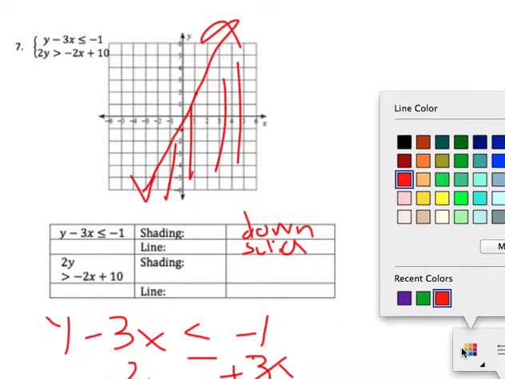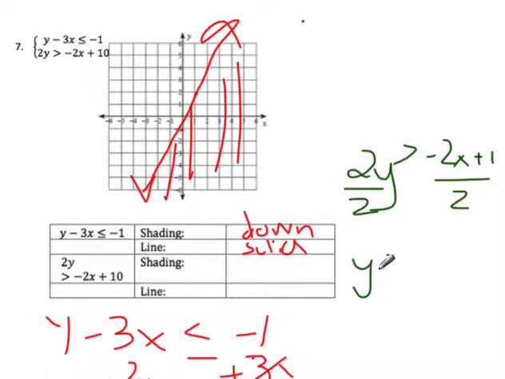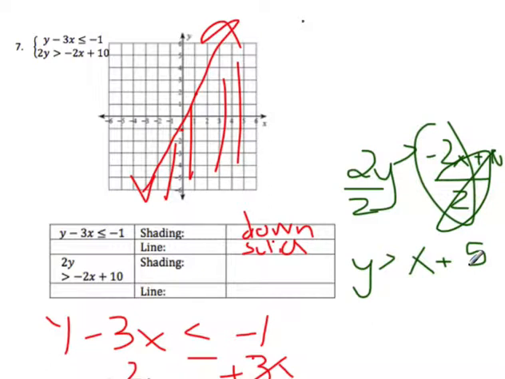Now let's take a look at solving that second one. So what we have is 2y is greater than negative 2x plus 10. So we're going to divide both sides by 2, and I get that y is greater than or equal to, first I need to divide negative 2x divided by 2. That's just going to give me 1x, which I can also just write as x. And then I need to take 10 divided by 2, which is going to give me 5. So here I'm crossing the y-axis at 5.